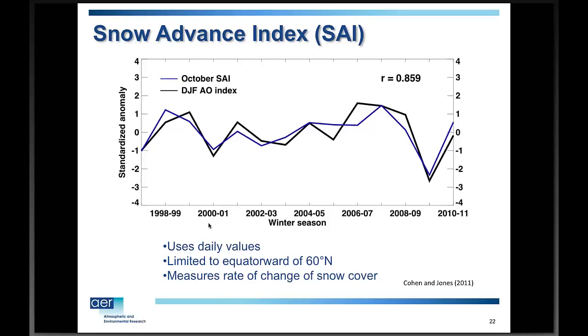You can see here, this is from our paper, and again, the blue line is the October snow advance index, and the black line is the winter AO. And here we detrended it, and it's really an eye-popping correlation, 0.86.